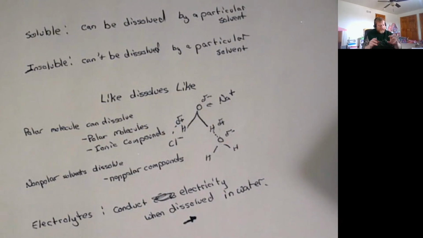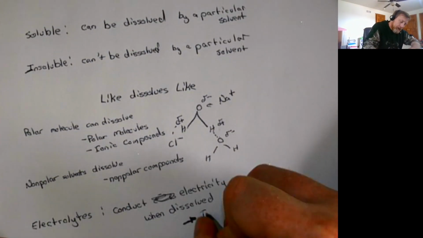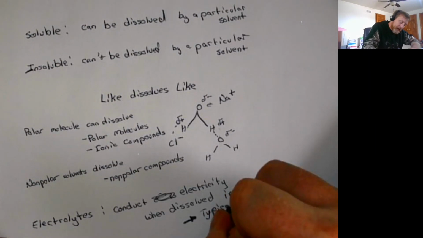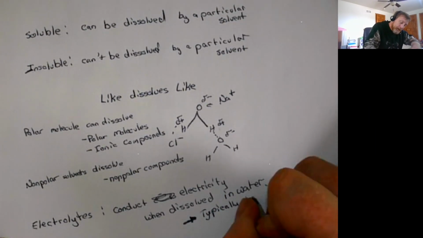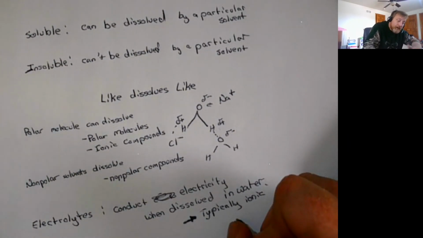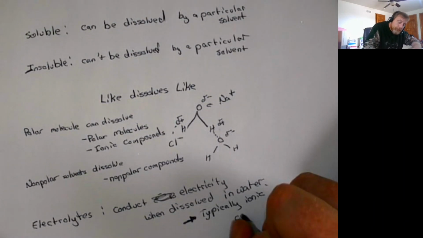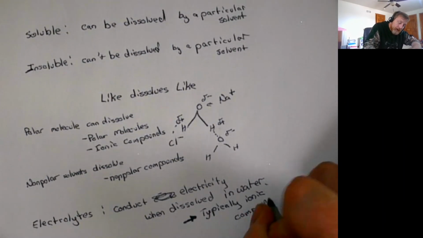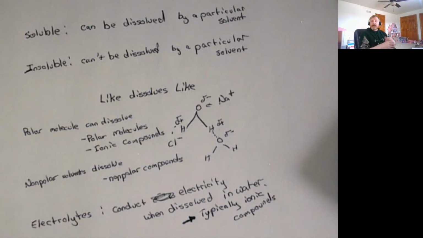There are some exceptions to that, especially with the very small ones. But what's much more likely to be an electrolyte is an ionic compound, because when an ionic compound dissolves, the positive and the negative portions of that compound can travel freely from each other. And so they're able to carry that charge to different places, which is that movement of charge we know as electricity.